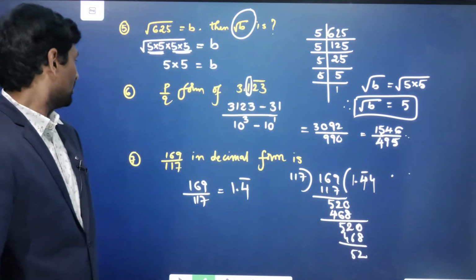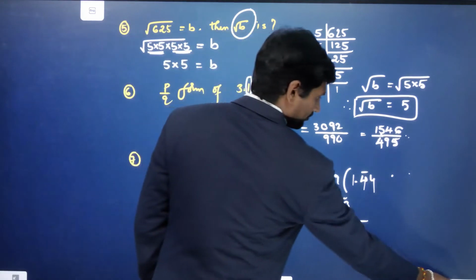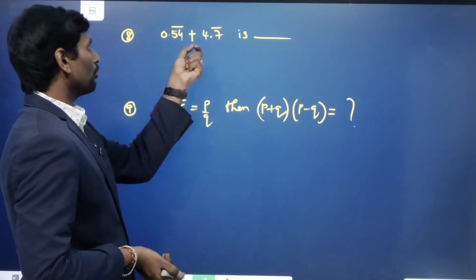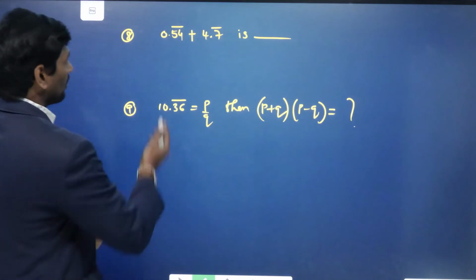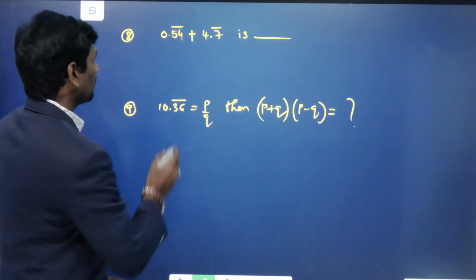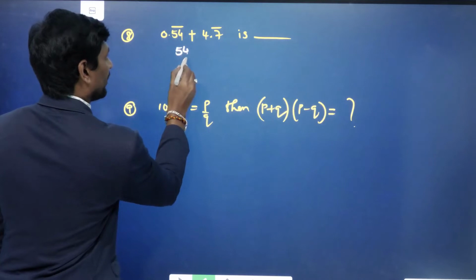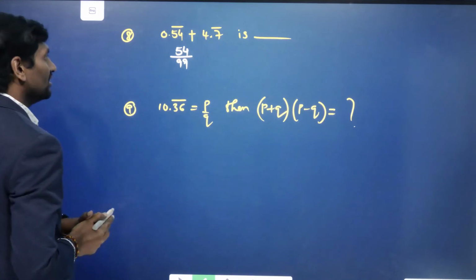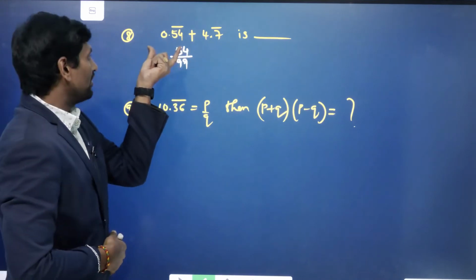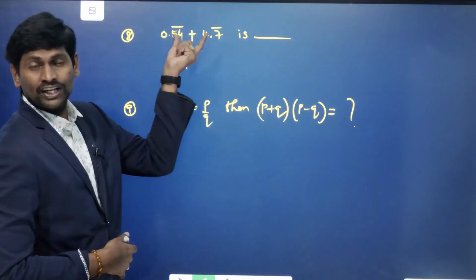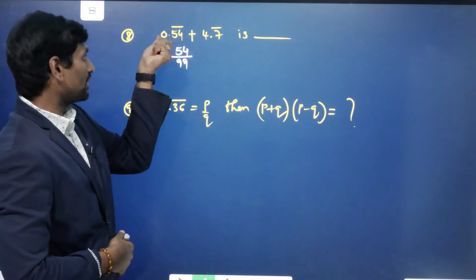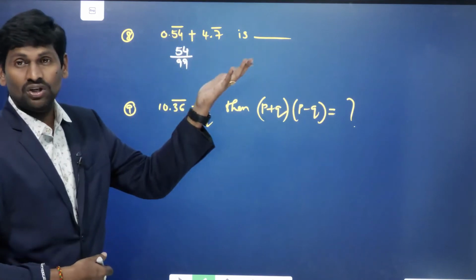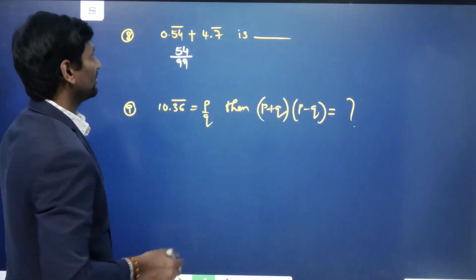Okay, children? Yes. Let us go to the next problem. 0.54 bar plus 4.7 bar is. How to find this value? 0.54 bar, yeah, 54 by 99. Am I right? 54 by 99 directly. So simply, without the decimal we have 54 divided by how many decimals? 10 square. And the part which is not repeating, which is not having the bar, vinculum, nothing, that means 10 power 0. 100 minus 1 is 99.